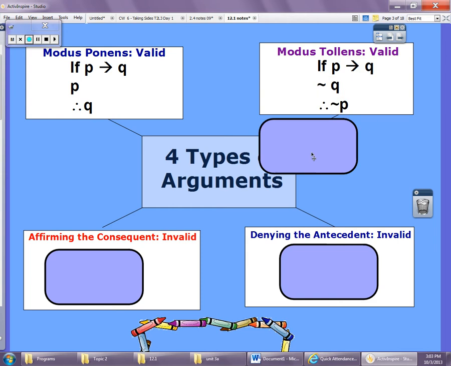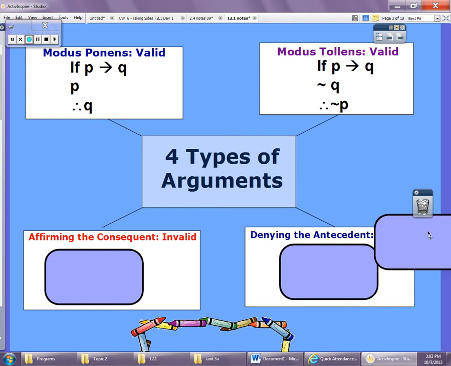Modus tollens. This is also a valid conclusion. This is also known as MT. If P, then Q. Well, if we don't have Q, then we don't have P. So if P, then Q. Well, if we don't have Q, we can't have P.